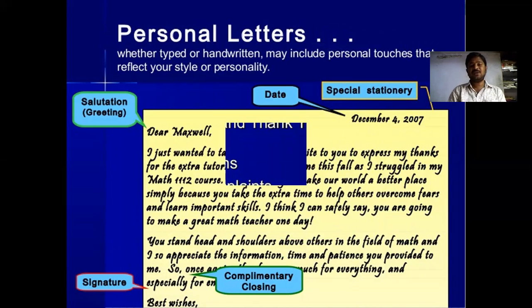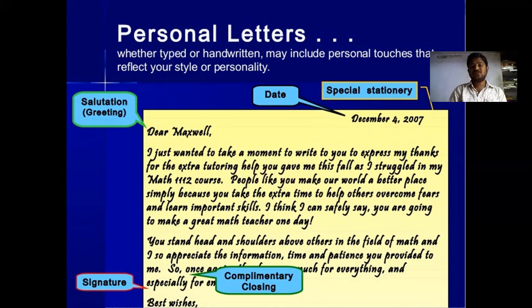Personal letters, whether typed or handwritten, mainly include personal touches, where the words reflect the writer's personality in style. We also write the date in a normal way. Write the month first, then the date, then the year. For personal letters, we can easily follow whatever format you want.